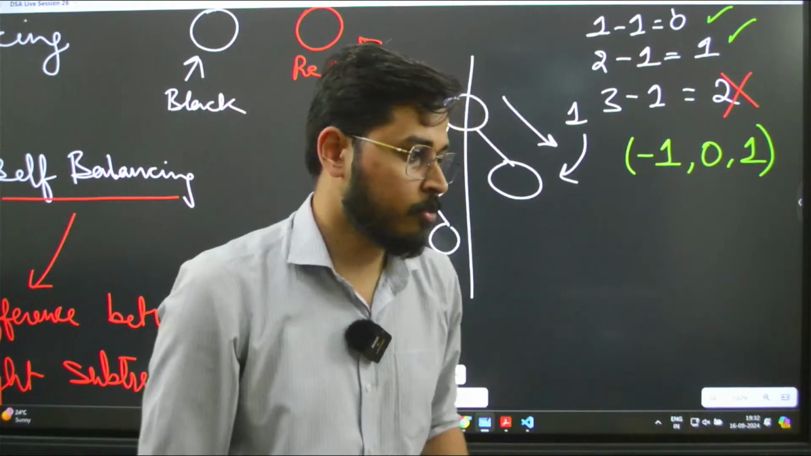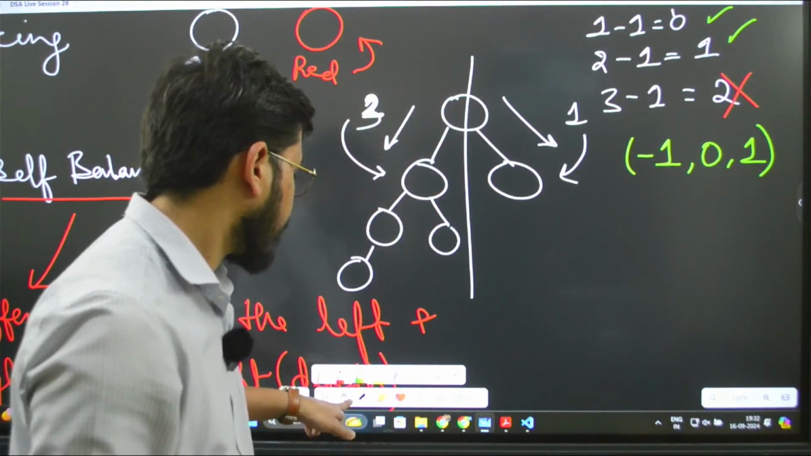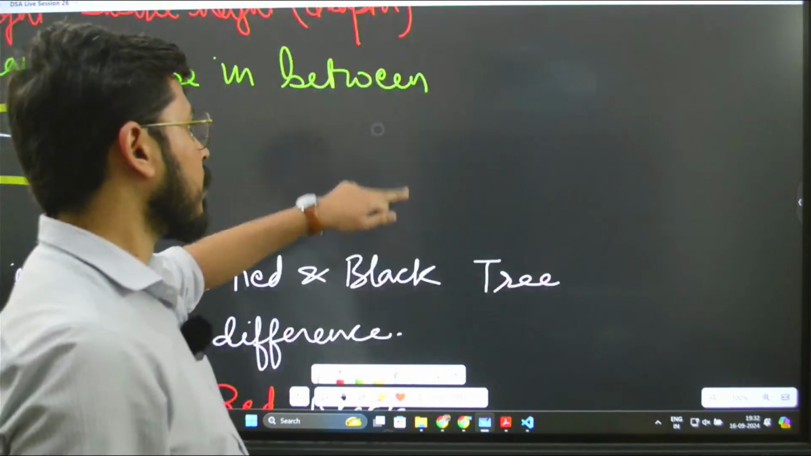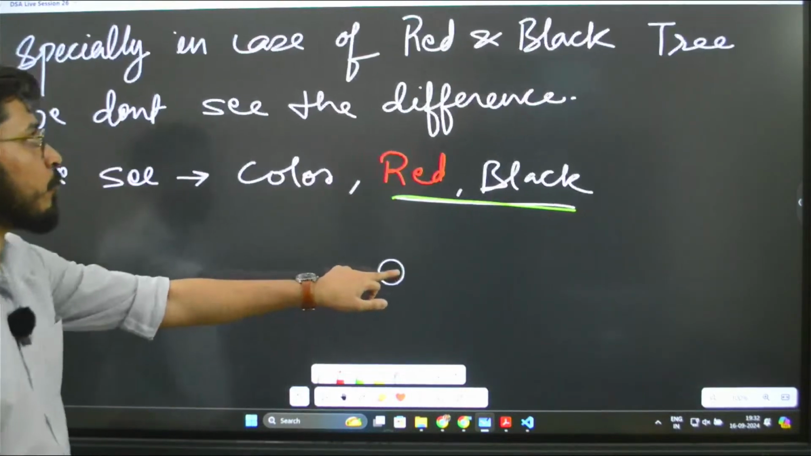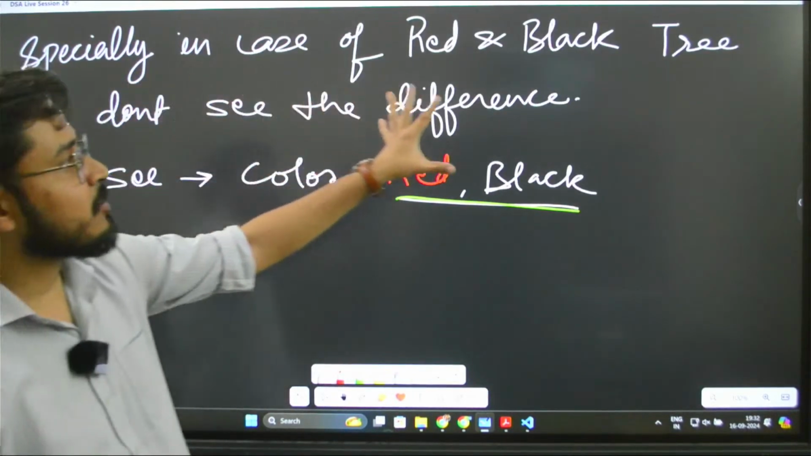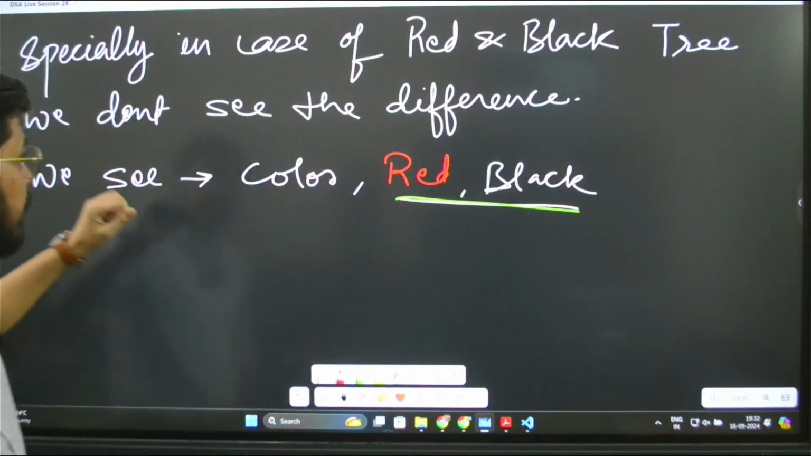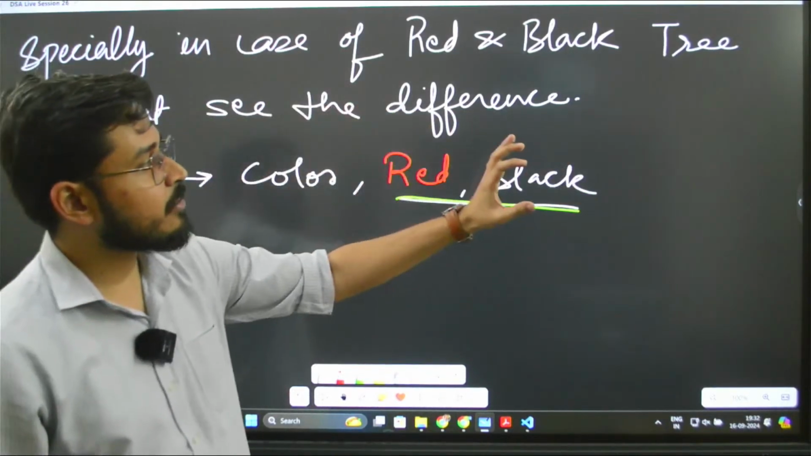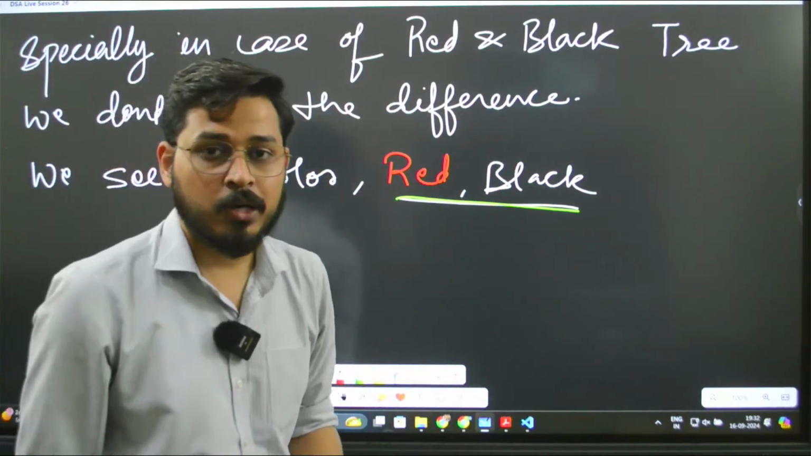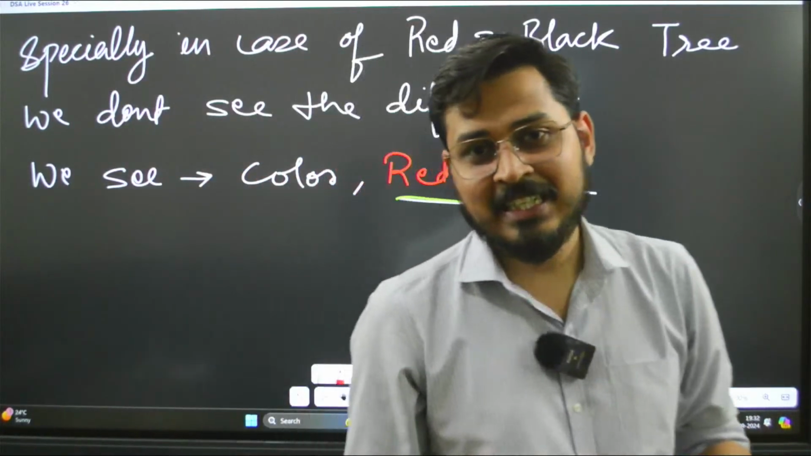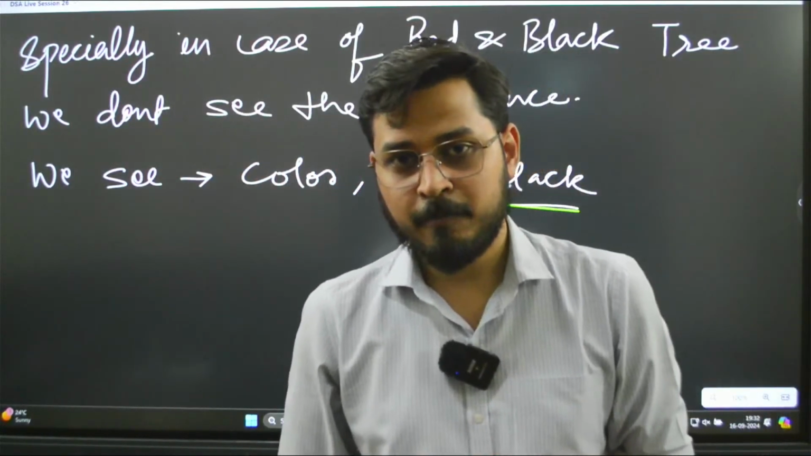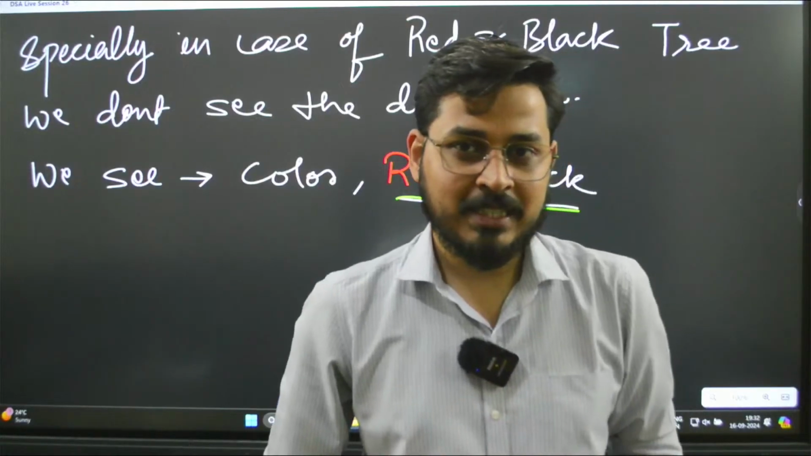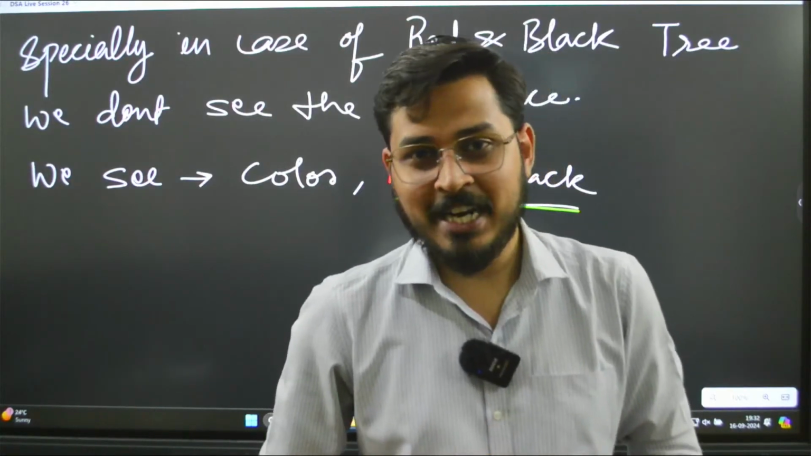I hope this is very much clear. Understood this, guys? Now, on the other hand, I wrote here that especially in the case of red and black tree, we don't see the difference of minus 1, 0 or 1. That is seen strictly in AVL. But in the red and black tree, we don't see this property at all.